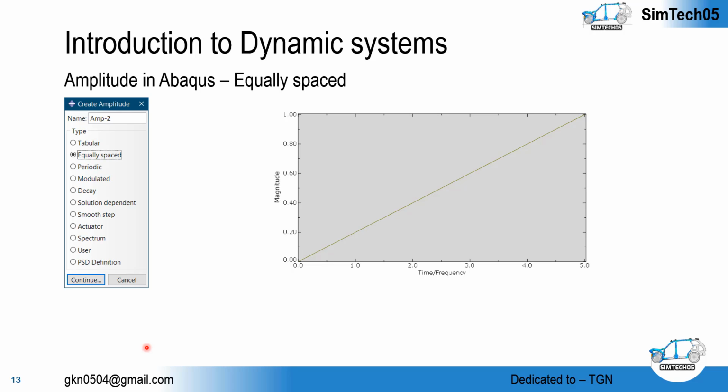Next one is equally spaced amplitude. That is the very simplest one. Here, as we can see, whatever load or displacement you define will simply vary linearly over the time period. So this is nothing but your equally spaced, meaning whatever load or displacement or anything you have will be equally distributed over the time period.